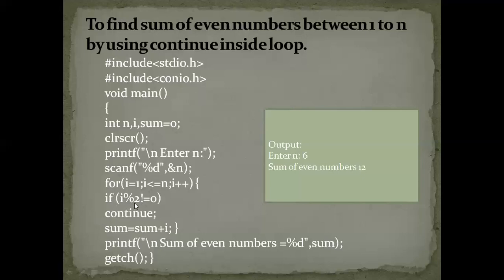Okay, 6 mod 2, even number. Okay, 6 mod 2 is not equal to 0. Okay, then control will come here. So it will execute 2 plus 4 plus 6. What is the number? That is 12. I'm going to display finally the sum of your numbers is 12, isn't it?